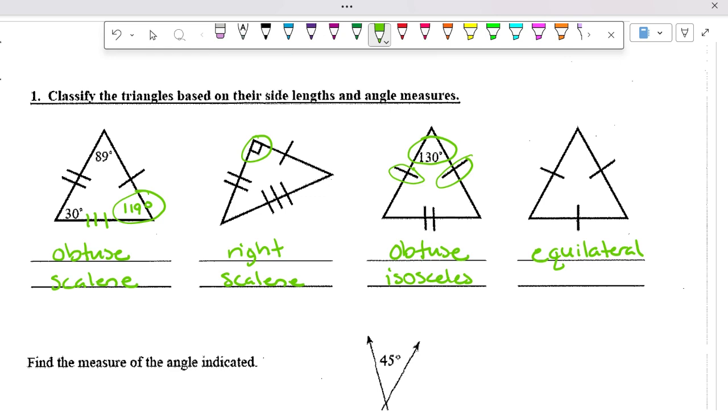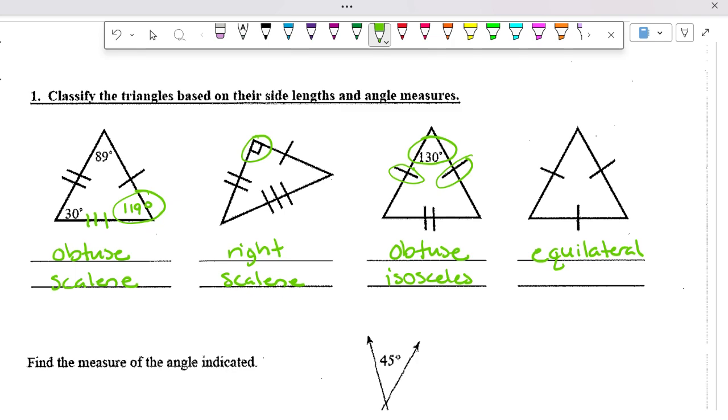So guys, the great thing about triangles is there's always a connection. So if 2 sides are congruent, that means 2 angles are congruent. If 3 sides are congruent, that means 3 angles are congruent. If none of the sides are congruent, that means none of the angles are congruent. It balances. You should always have the same number of congruent angles as congruent sides.